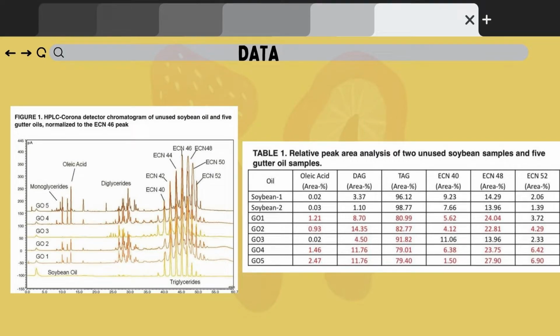Data for chromatography technique. Figure 1 shows an example of an HPLC corona detector chromatogram of unused soybean oil and 5 gutter oil normalized to the ECN46 peak. And table 1 shows relative peak area analysis of 2 unused soybean samples and 5 gutter oil samples.